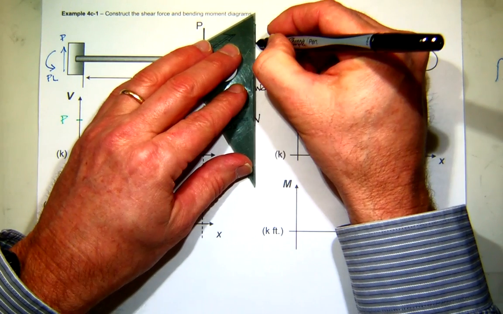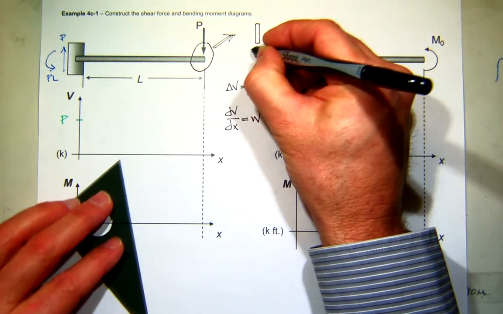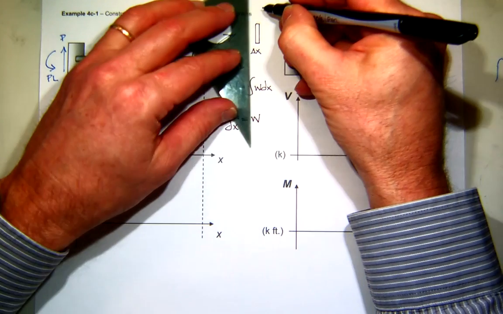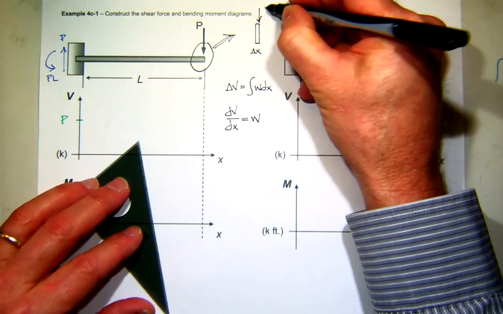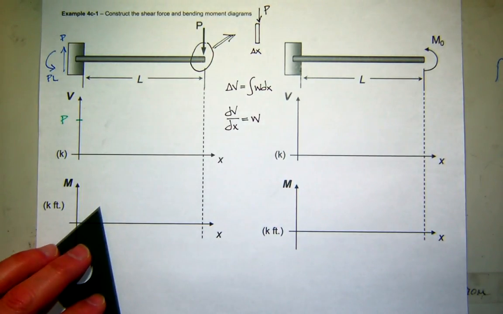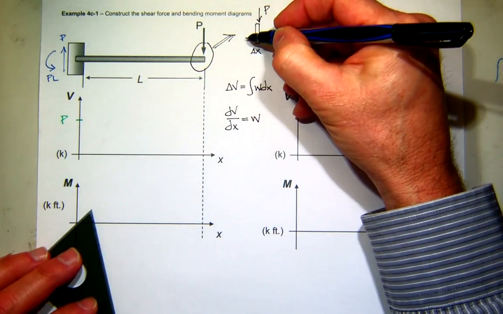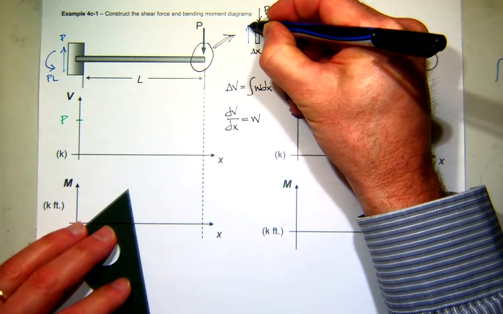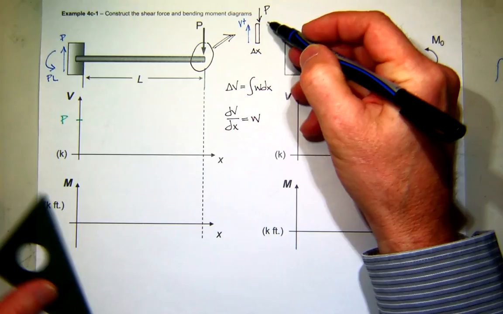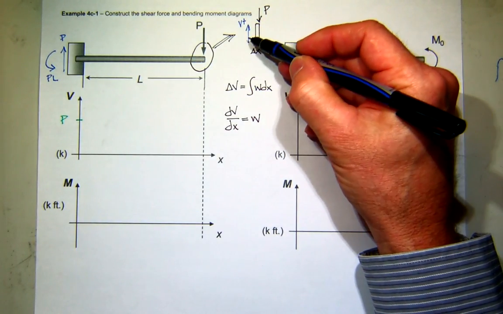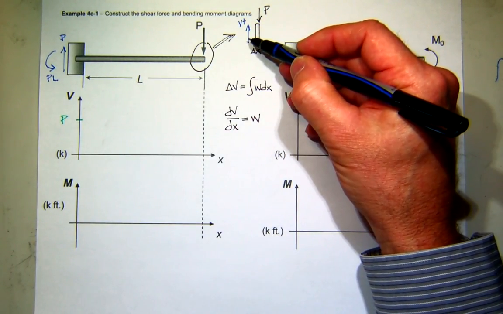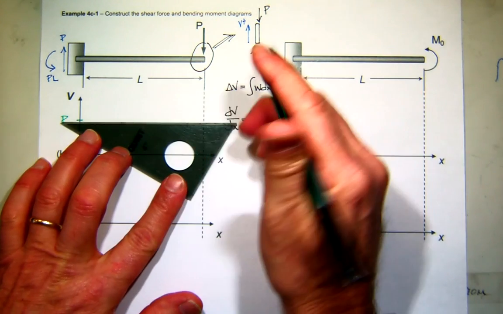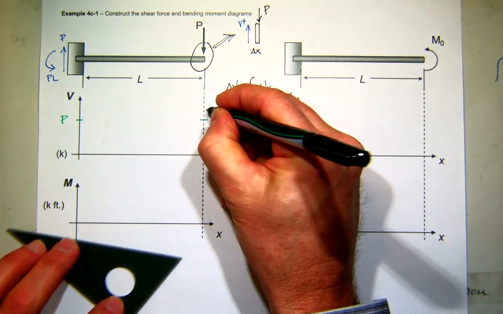So if I take a really small slice, say a differential slice of the beam, and on the right hand side is the actual load P applied. On the left hand face here, positive shear is up or down? It's up. Look at the equilibrium of that little piece. What should the shear be? P, positive P or negative P? Positive P. So that means that I should also hit positive P on that side.